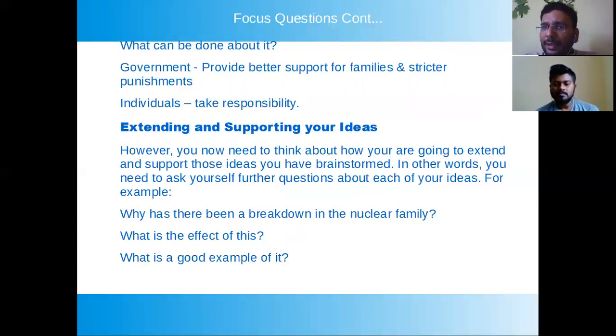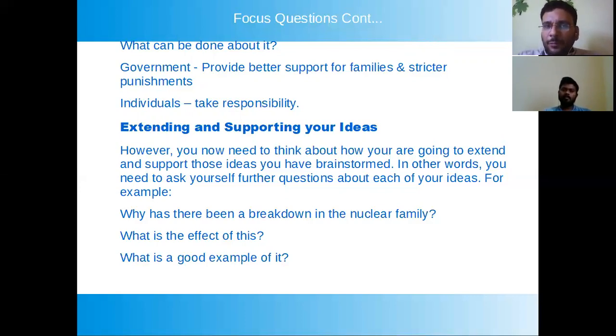And what can be done about it? Maybe the government can do something, or it could be even individuals. So maybe government can provide some sort of support to those families, or they can have stringent punishment against those teenagers who commit, let's say, crime, even if they're juveniles. Maybe government can come up with very stringent laws so that it can deter them from committing further crimes in the future.